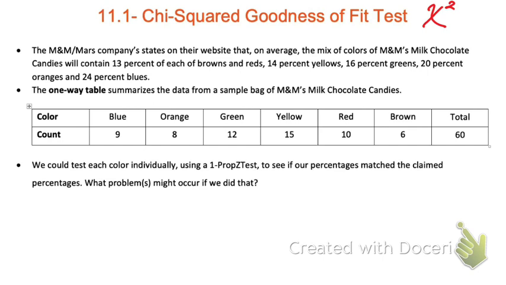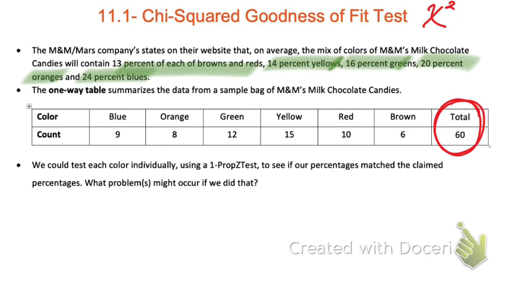You guys like M&Ms? Yeah. Okay. All right, the M&M and Mars Company states on their website that on average, the mix of colors of M&M's milk chocolate candies contains 13% brown and red, 14% yellow, 16% green, 20% orange, and 24% blue. The one-way table summarizes the data from the sample bag of M&M's milk chocolate candies. All right, so we take a sample of 60. So basically we open the bag and there's 60 M&M's.